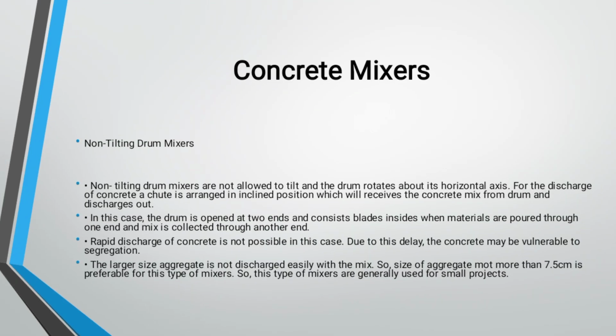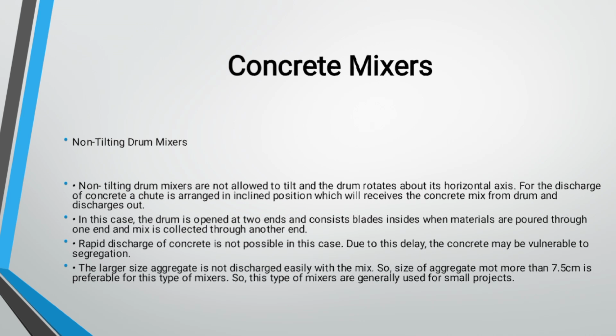Next one, we have the non-tilting drum mixer. Non-tilting drum mixers are not allowed to tilt, and the drum rotates about its horizontal axis. For the discharge of the concrete, a chute is arranged in an inclined position to receive the concrete mix from the drum and to discharge it out. In this case, the drum is open at two ends and consists of blades inside. The materials are poured through one end and the mix is collected through the other end.